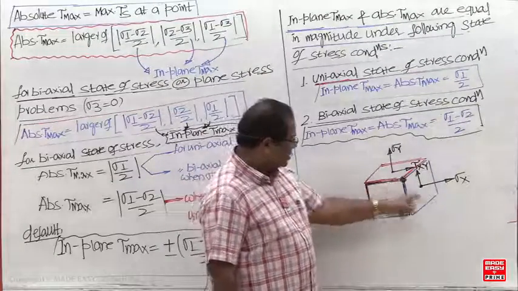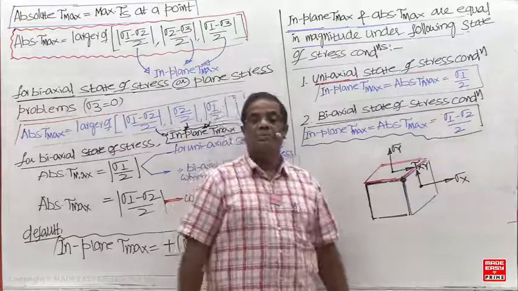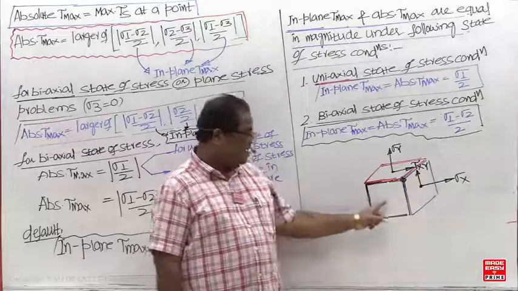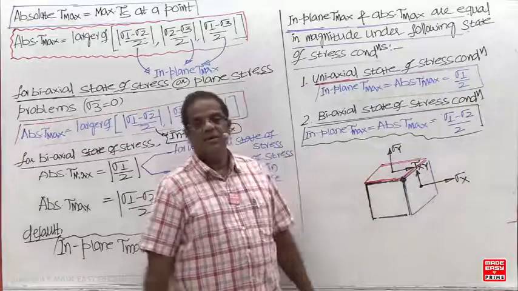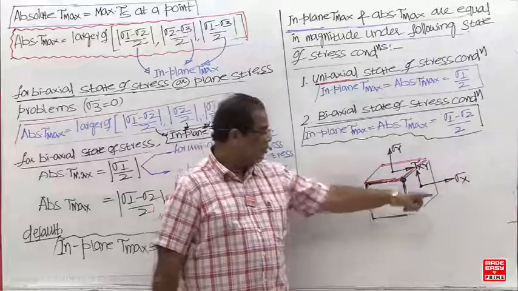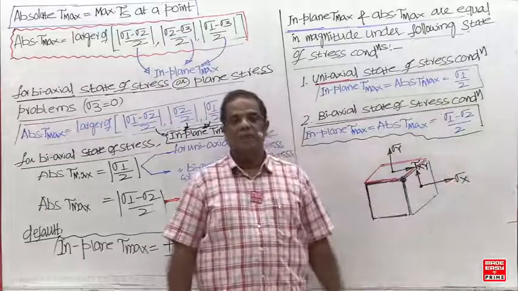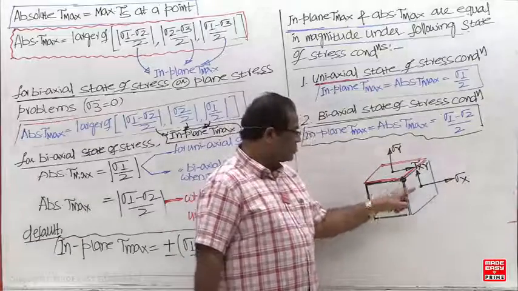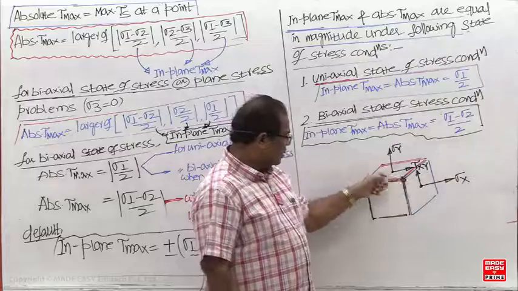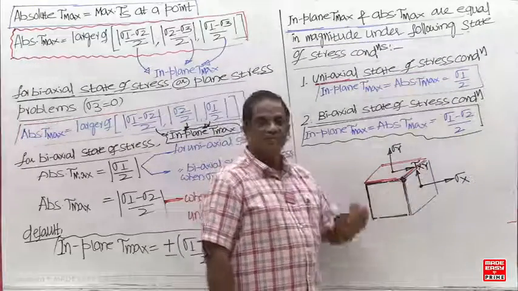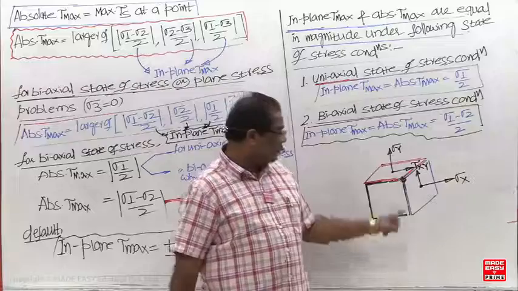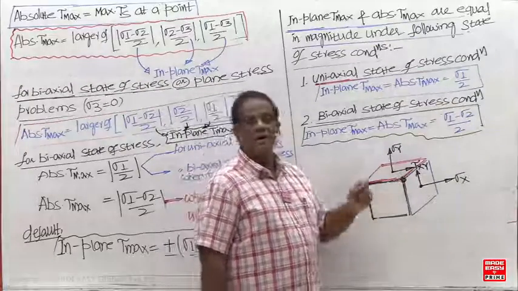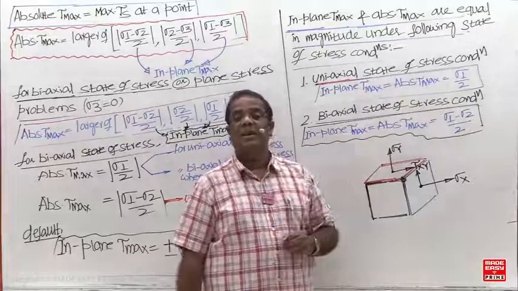Next, this point belongs to x and z. When the point belongs to x and z, the independent components are sigma x, sigma z and tau xz. Once again sigma z is 0 and tau zx is 0, so automatically tau xz is 0. Only sigma x is left, so you get one more tau max. So you get three tau max: when the point belongs to x and y, one in-plane tau max; y and z, one in-plane tau max; x and z, one. And by using the second, shorter method, the in-plane tau max is (sigma 1 minus sigma 2) by 2.